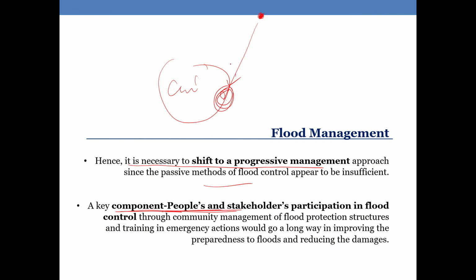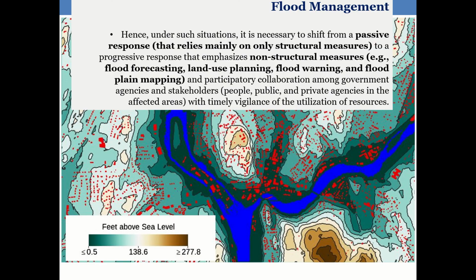If we bring the community into the loop and work with the community to address this issue, probably we'll have a better management plan. Hence, under such a situation, it is necessary to shift from passive response that relies mainly on structural measures to non-structural measures. Examples: forecasting method, land use planning method, flood warning or flood plain mapping, and participatory planning. This is where the community is brought into the picture.